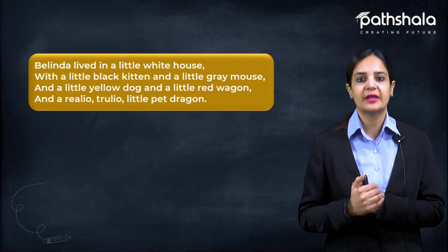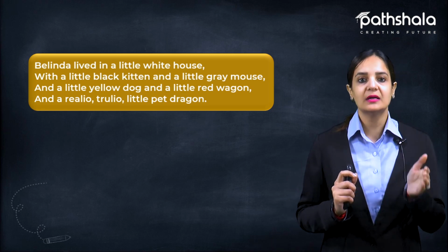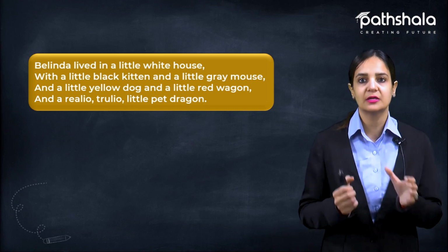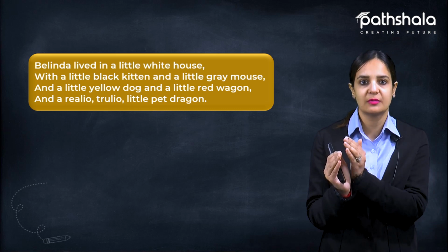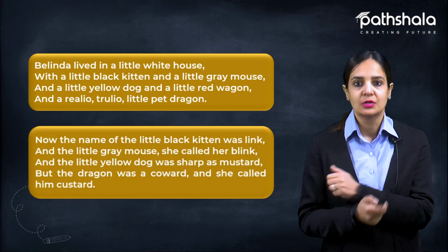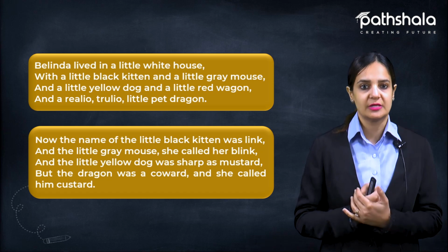And a little red wagon, and a realio, trulio, and a little pet dragon. So she had small little pets, whose names were Realio and Trulio, and she also had a pet dragon. All these pets she actually had.